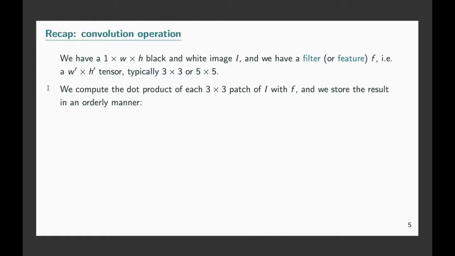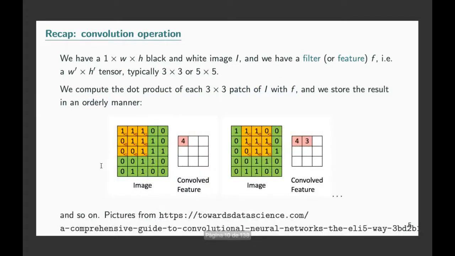So how do we check if the filter is present in the image? Assuming the filter is 3 by 3, we compute the dot product of each 3 by 3 patch of the image with F. And we store the result in a grid manner in this picture. Here the image would be the green thing, so it would be the big square. The filter is the red. It's a 3 by 3 filter, and it consists of 1, 0, 1, 0, 1, 0, 1, 0, 1, given by the red numbers. Then it takes all 3 by 3 patches of the image and computes the dot product and stores the result.